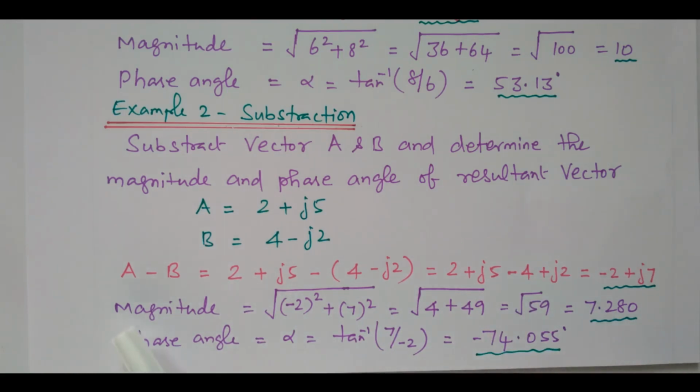And one more question is available. We need to find the magnitude. How will you find magnitude? Square root of real term square plus imaginary term square. The real term is minus 2, the imaginary term is 7. So the value is 7.28. Then how will you find the phase angle? Tan inverse imaginary term by real term, so 7 divided by minus 2. So it is minus 74.055 degrees. So here two vectors are subtracted easily with the rectangular form. From that we calculated the magnitude and phase angle also. Now we will go to the third problem.